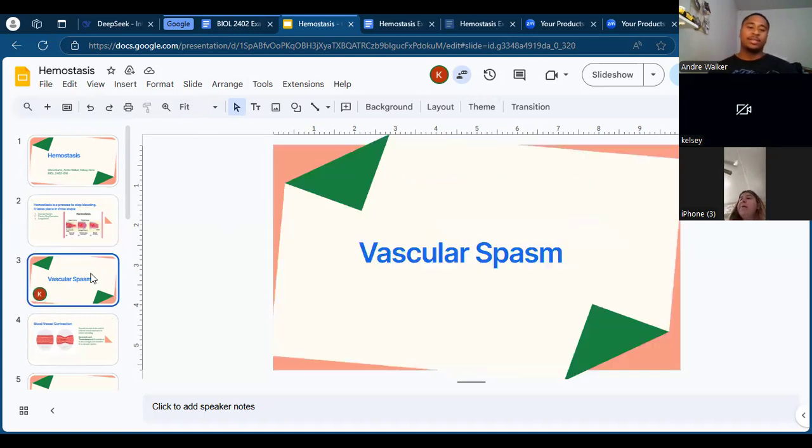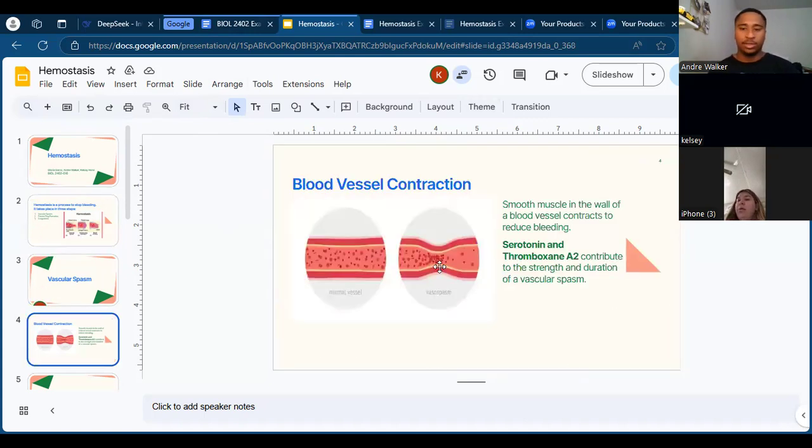So a vascular spasm occurs when smooth muscle in the wall of a blood vessel contracts to reduce bleeding. As you can see on the left here, we have a normal vessel, and then we have a spasmed vessel contracting to form clots in the vessel. So serotonin and thromboxane A2 contribute to the strength and duration of a vascular spasm.